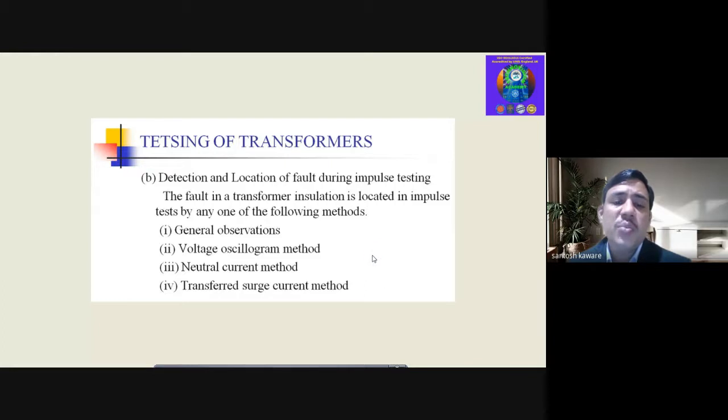Then the neutral current method is also there, and the transfer surge current method. So these are some of the methods. In detail, you can go through these methods. They are easily available on the net.